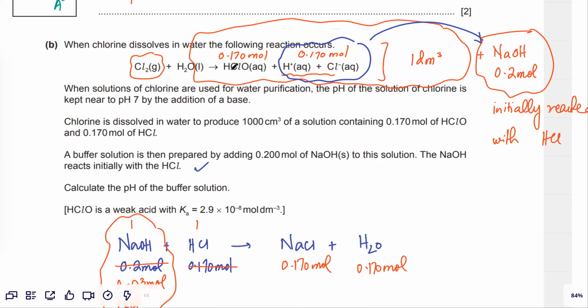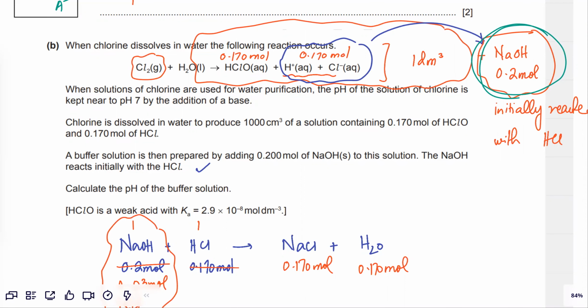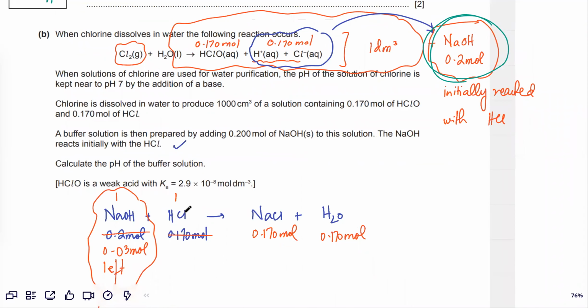And then what he did was a buffer solution was prepared by adding 0.2 moles of NaOH. So he added 0.2 moles of NaOH into the mixture, which contained HCl plus HClO. And he clearly stated that the NaOH was initially reacting with the HCl. So we made a reaction. We said that NaOH reacts with HCl. And 0.2 moles would react with 0.170, but 0.2 is in excess, so 0.17 would only react with 0.17. So that means 0.03 moles of NaOH would be left.